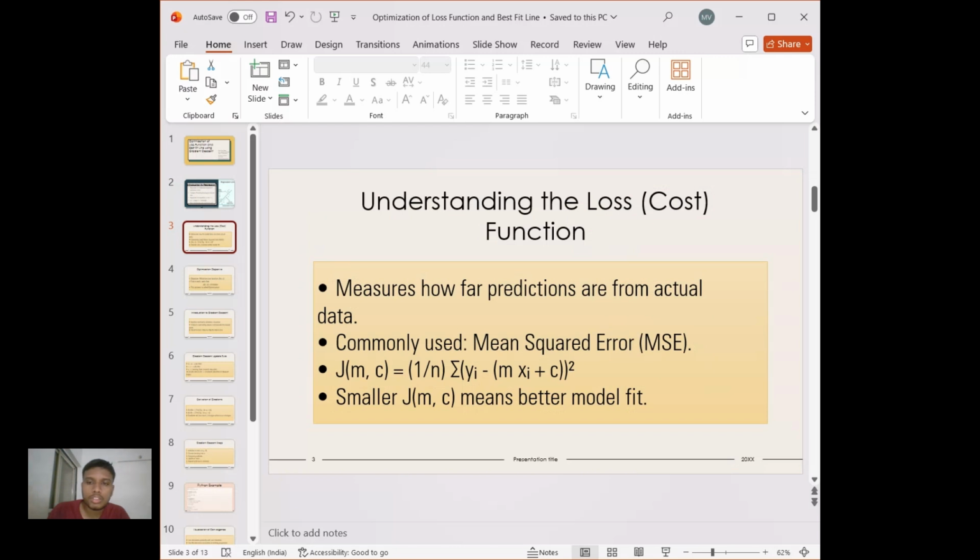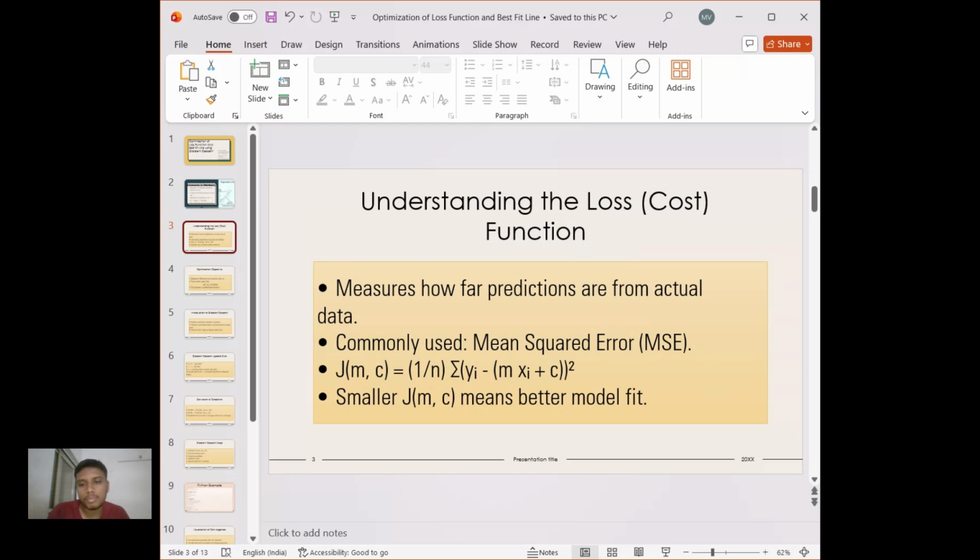The most common loss function for regression is the mean squared error or MSE. This formula calculates the average of the squared difference between actual and predicted values. If the loss is small, our line fits the data well. If the loss is large, then the line is not accurate. So our task is to minimize the loss value.